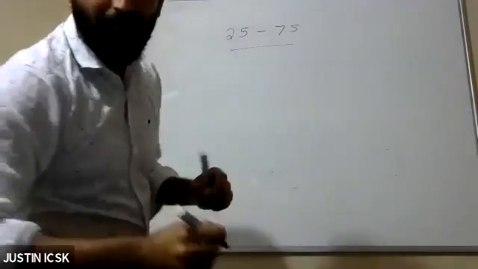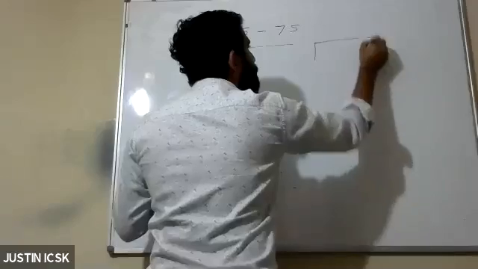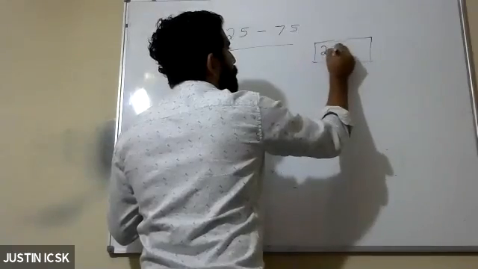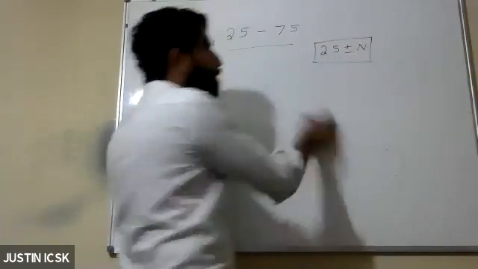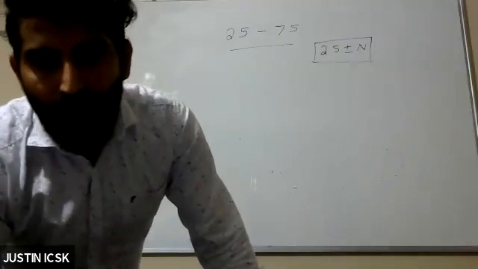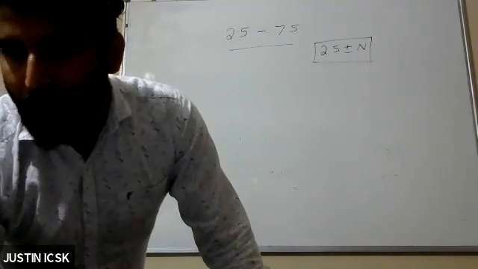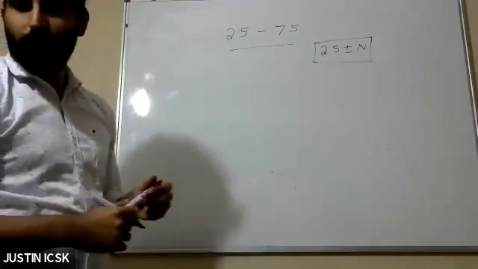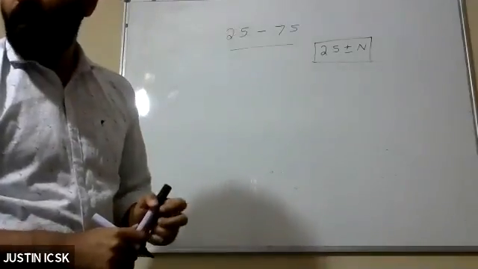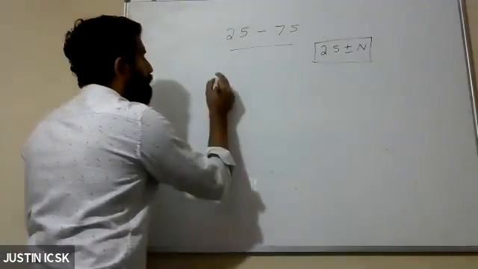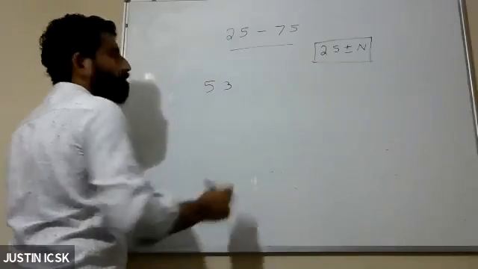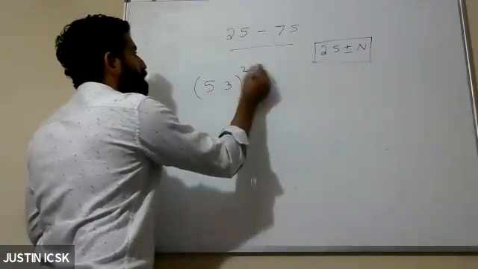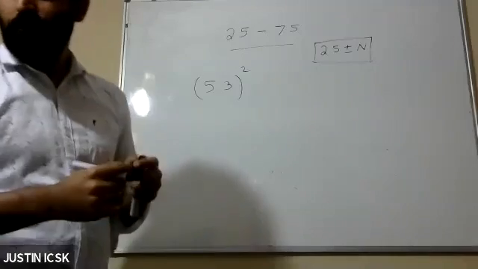For this particular method, I am just giving one hint. Just remember 25 plus or minus 10. For your information, just remember 25 plus or minus 10. So between 25 and 75, I am taking one number, 53. We'll do all numbers. So 53 square.